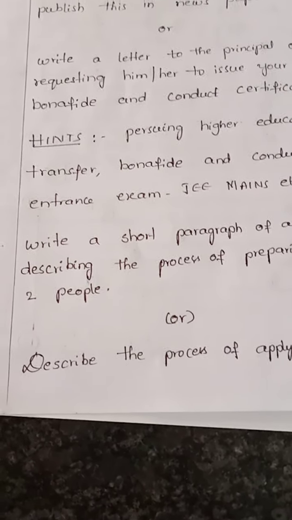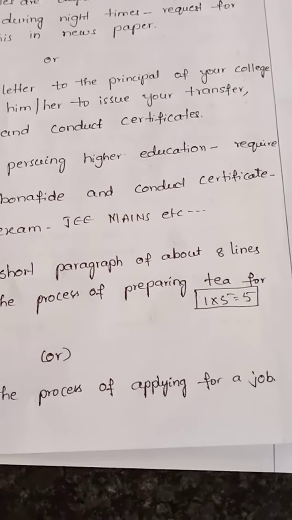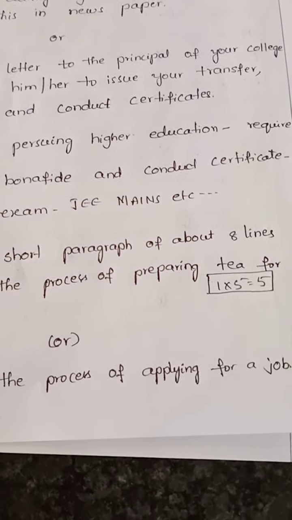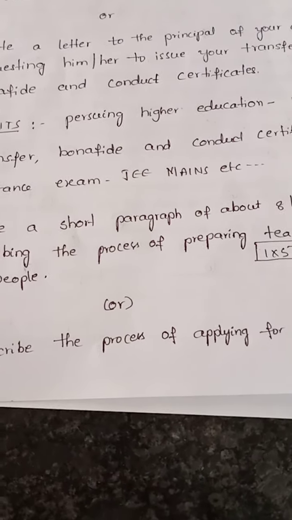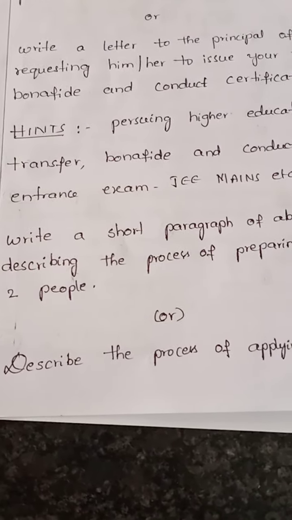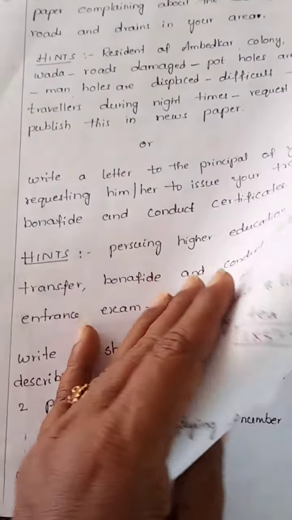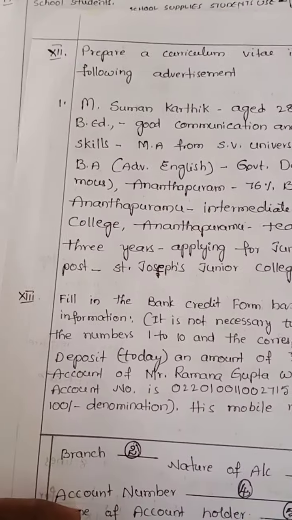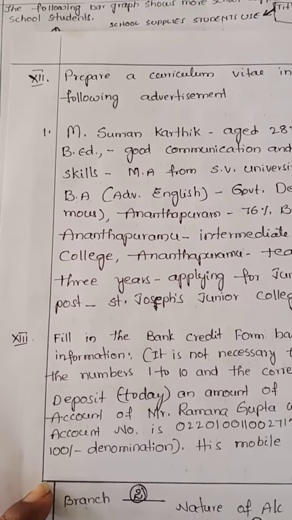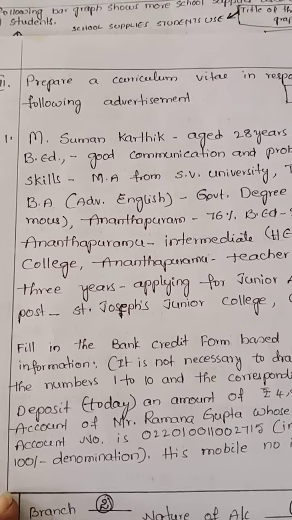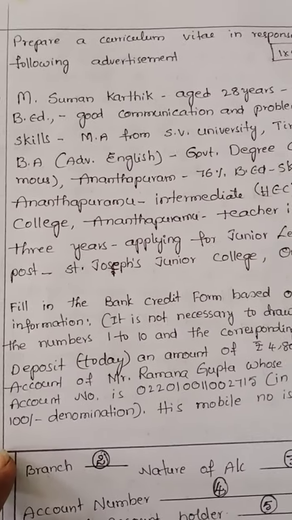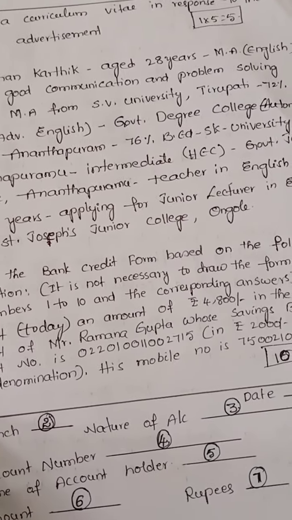Next, writing describing a process. More or less it will be asked very easily. You will be given an internal choice, so select the best and easiest one, and try to write a flawless process description. In Roman number 11, you have to write a curriculum vitae, and all the details are given more or less here.